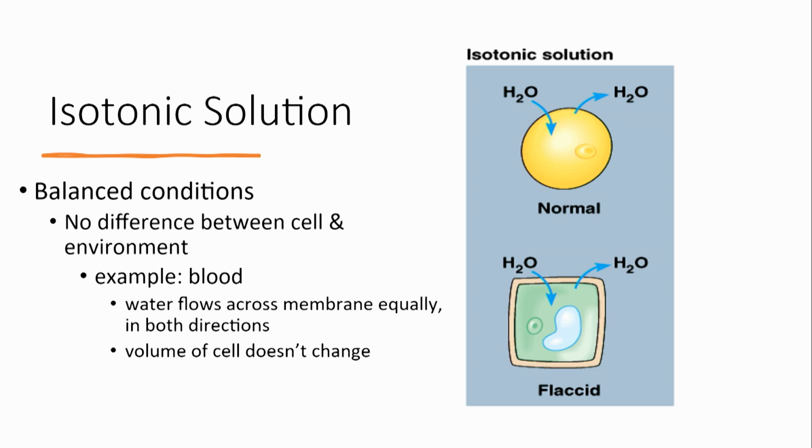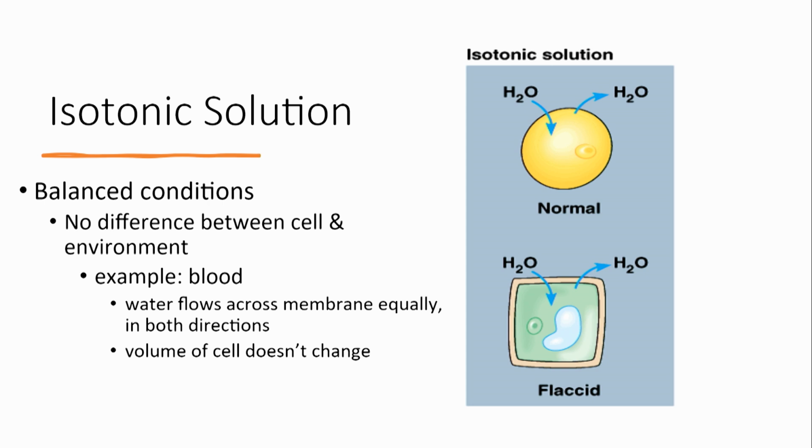An example of this is like your blood, okay? You have all of these different types of blood cells. You got red blood cells, white blood cells, and platelets. They're floating around inside of your blood. Blood is mostly composed of a liquid component called plasma. Well, the plasma and the blood cells have the same amount of solutes in them, and so we would call that an isotonic solution. The water moves across the membrane into and out of the cell equally, and so what that means is that the volume of the cell does not change.